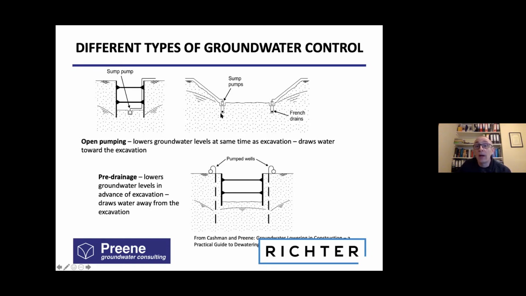The alternative, and in my view better, approach to ground control is pre-drainage. This is where we use wells that are typically outside the excavation, though they can be inside. And the idea is we lower the groundwater level in advance of the excavation. This can give you a totally dry and totally stable excavation, and has many other advantages. And sometimes I think people don't appreciate the difference between the two approaches.